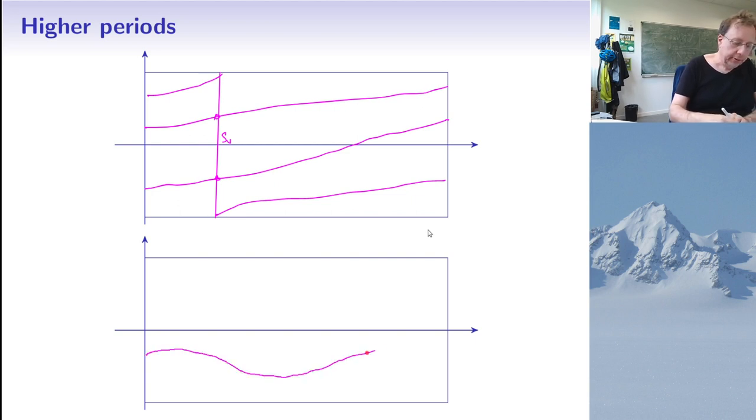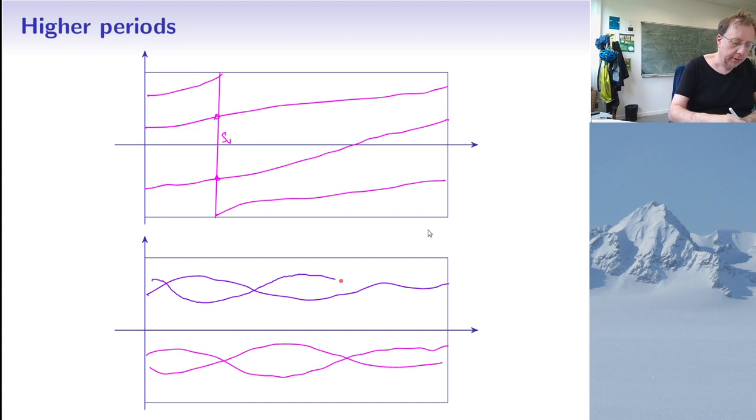And now if I do this for all possible values of S naught, what I will have again is one curve here, which is mapped to another curve here, and a little bit higher up I will have another curve here, which is mapped to another curve. I started above, so it should do something like that. And this means that again I have at least two or maybe more, so here I've drawn more, a certain number of intersection points, and they correspond, you can see, so that would be rotation number 1/3, and that would be rotation number 2/3. And the same argument works for higher periods as well. So this is the first proof of the Poincaré-Birkhoff theorem.